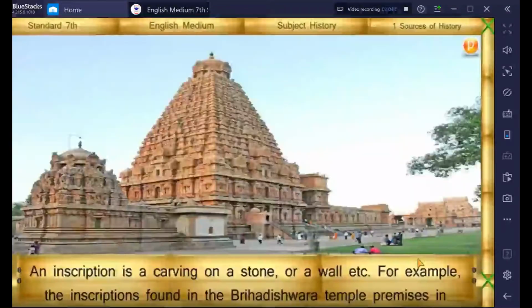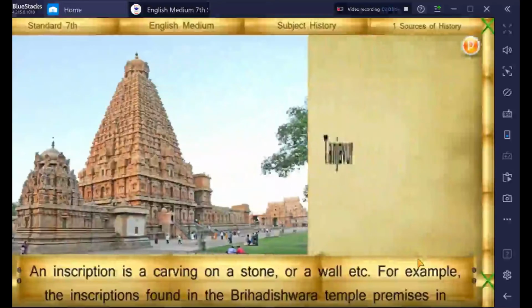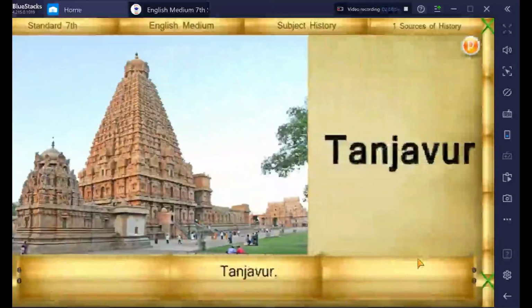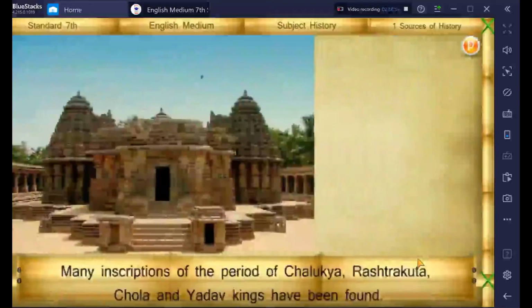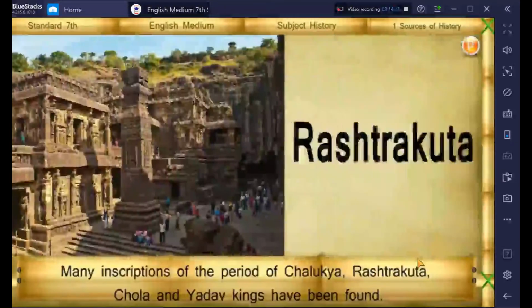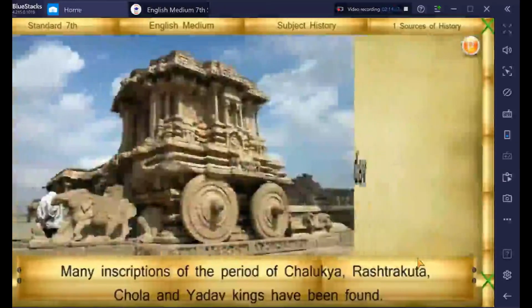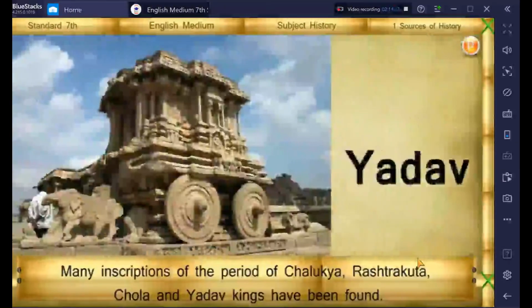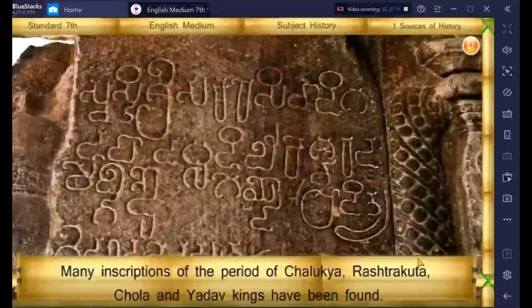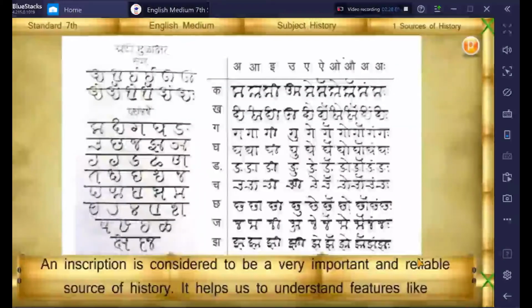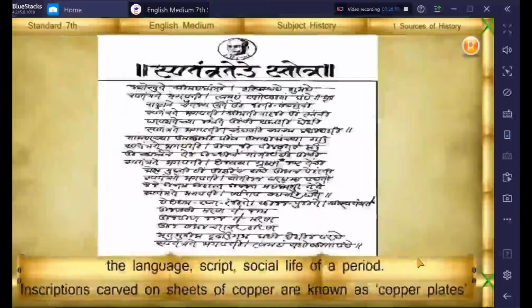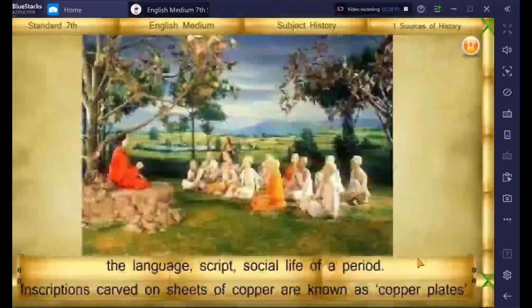An inscription is a carving on a stone or a wall, etc. For example, the inscriptions found in the Brihadishwara temple premises in Tanjavur. Many inscriptions of the period of Chalukya, Rashtrakuta, Chola and Yadav kings have been found. An inscription is considered to be a very important and reliable source of history. It helps us to understand features like the language, script, and social life of that period.